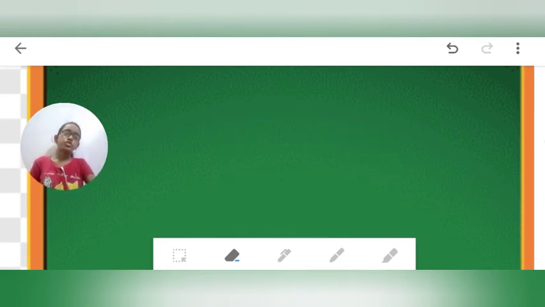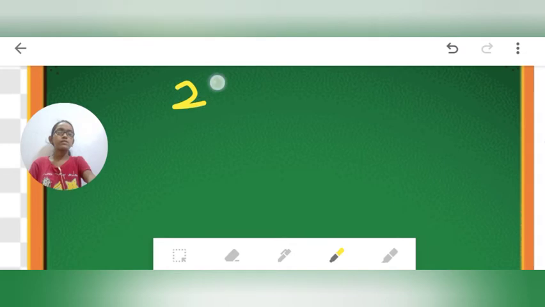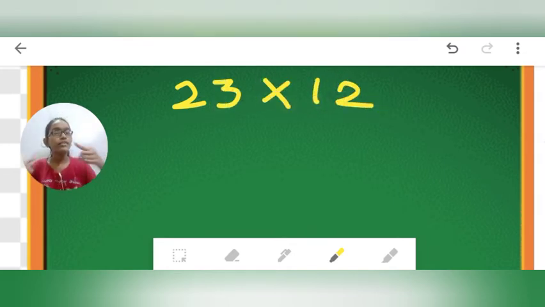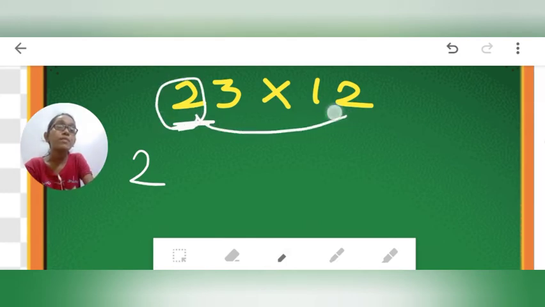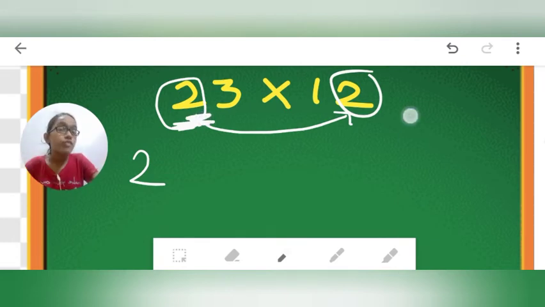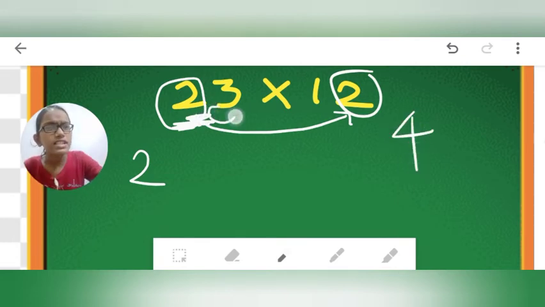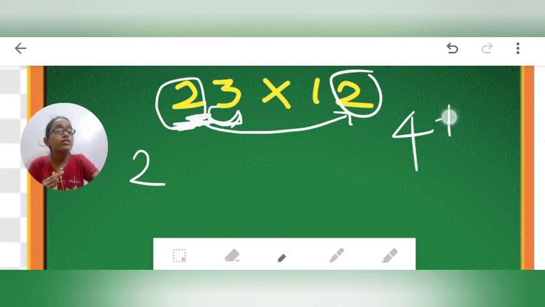Now let's solve another example. Let's take 23 into 12. What are we doing, guys? If you didn't understand the trick till now, what we will do is first write the first digit as it is, then multiply it by 2. Why 2? Because this 2 is coming from the 2 of 12. So 2 2s are 4. Now to 4, add the next digit. It's 3. So 4 plus 3 is 7. Write 7 as it is.